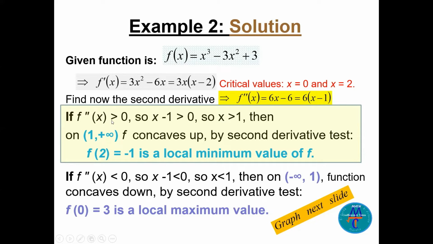Let's study the function by using the second derivative test. So f double prime, the second derivative, positive. So we take x minus 1 greater than 0, x will be greater than 1. So in this interval, x greater than 1 means what? It means from 1 to infinity, the function f, since f double prime is positive, concaves up.